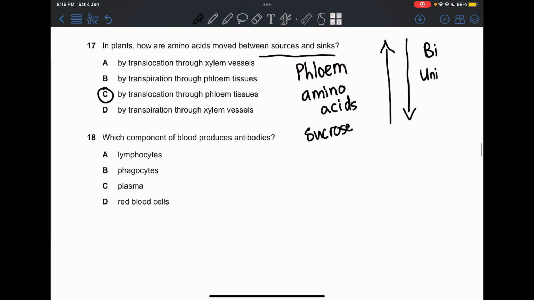Now 18, which component of blood produces antibodies? Now we know that antibodies are released or secreted by something called the lymphocytes. So we're going to be choosing A for this question.